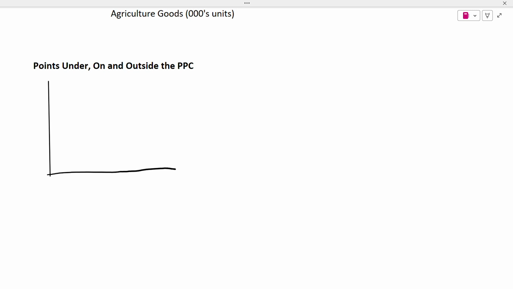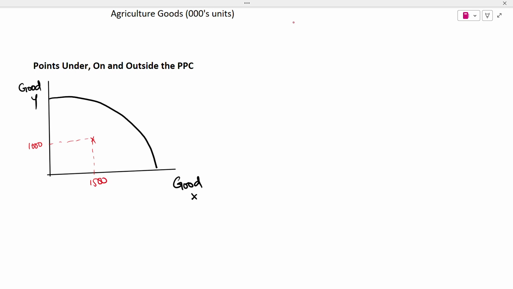So for example, if I have a basic production possibility curve over here, and I have good X over here, and I have good Y over here, right? And let's suppose that I am currently under the PPC. I am producing at this point where I am currently producing 1000 of good Y and 1500 of good X. Now remember this thing, whenever we have a point which is under the PPC, it's a point where the economy is not utilizing all of its resources. That means that we are producing below our productive capacity.